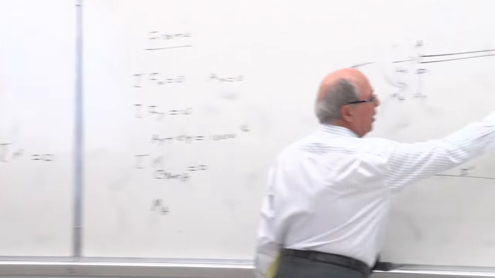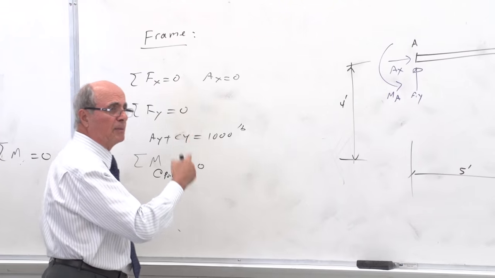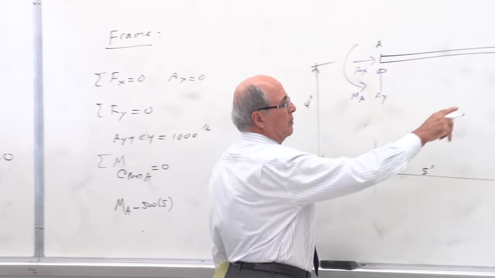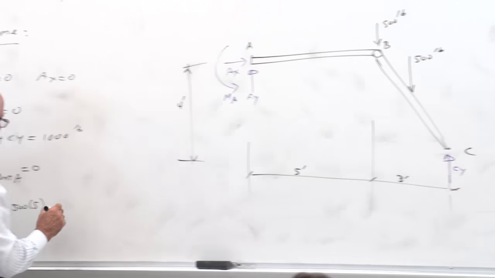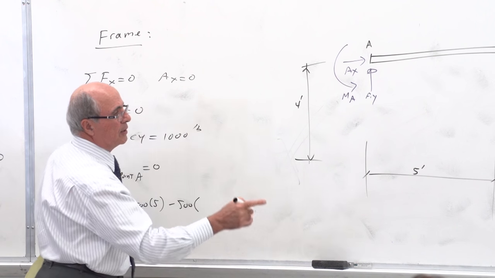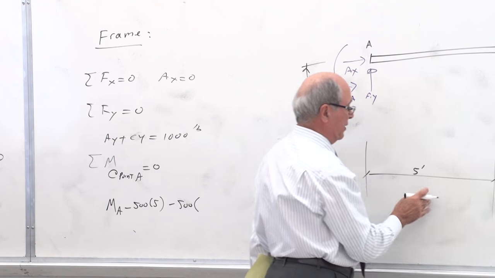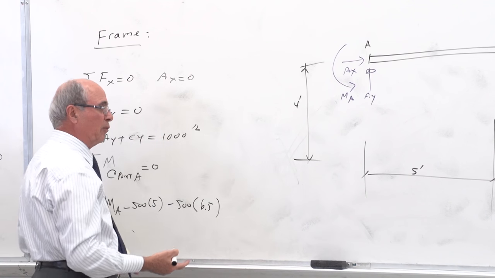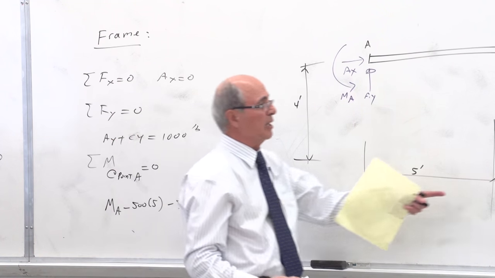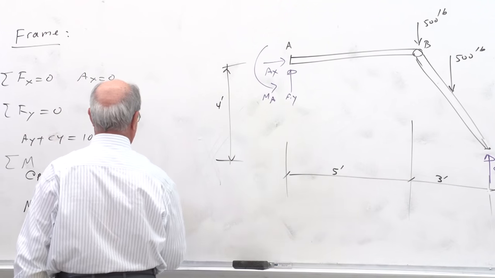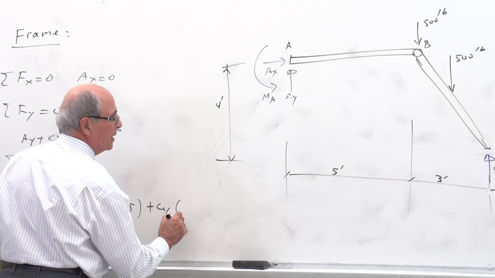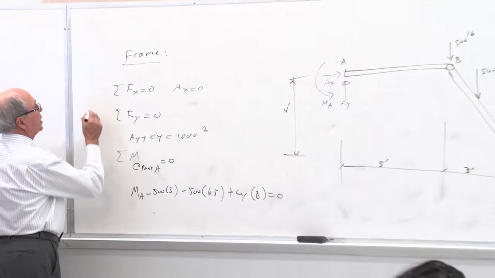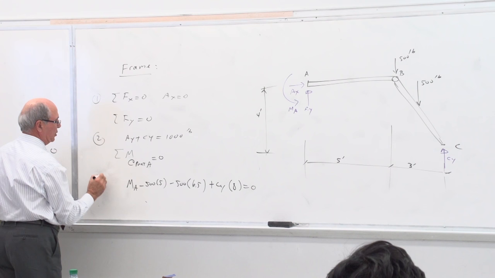Then you come here, you write 500 times what? Minus 500 times 5. Then you write minus 500 times what? Minus 500 times, this is at the middle, so it becomes 1.5 and 5/6. And then if you leave it at that, of course you can solve for MA, but that's not true. You have CY times, that's right, plus CY times 8 equal. As you see, still you have here equation, this is 1. Gone. This is equation 2, this is equation 3.